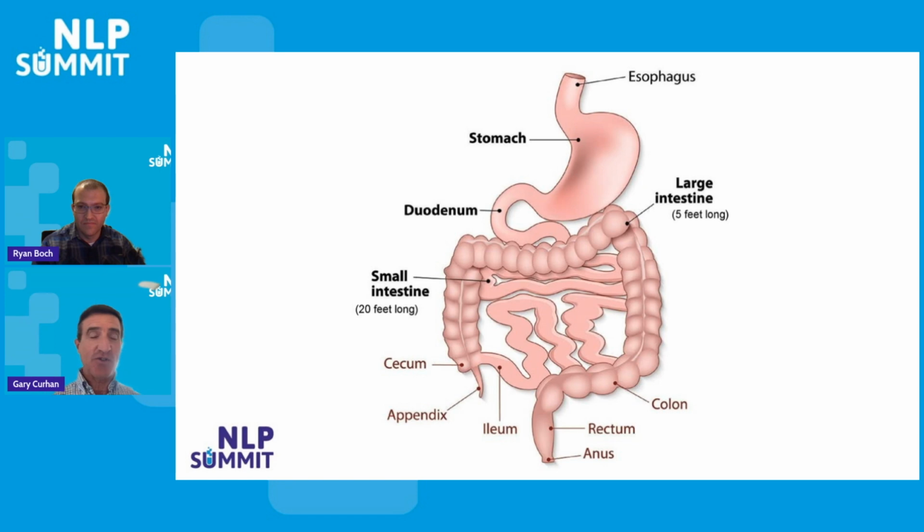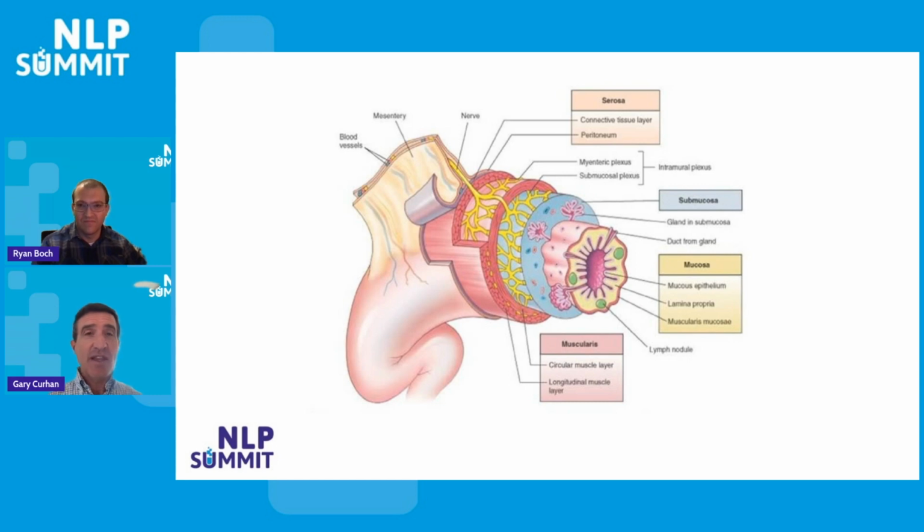And so the GI tract goes from our mouth all the way through our stomach, but we're going to be focusing on the intestines. That's the lower part there. And there's two main parts of the intestines. There's the small intestine, which is about 20 feet long in most of us. And then the large intestine, it's 5 feet long. Next.